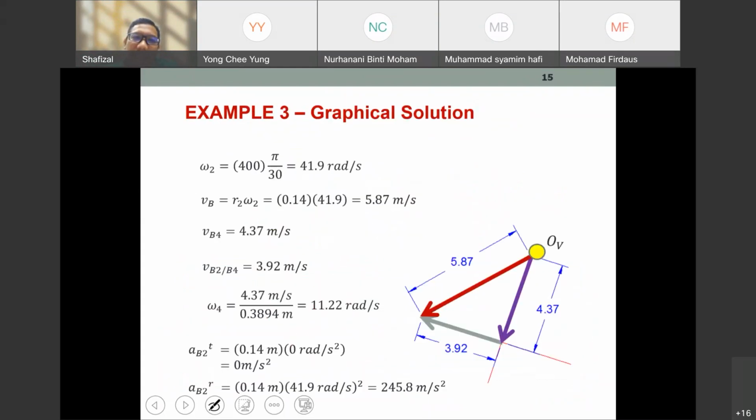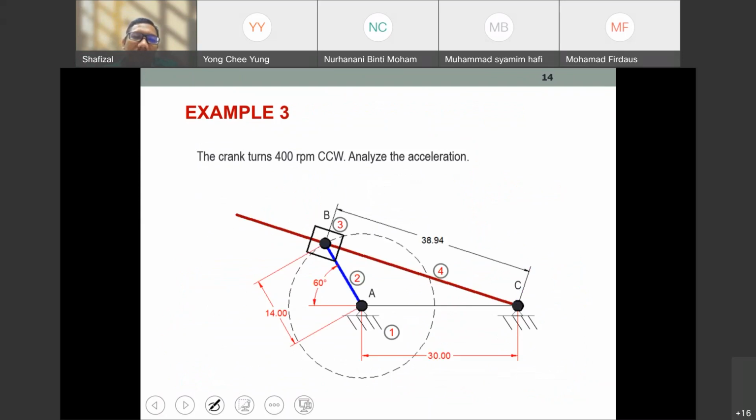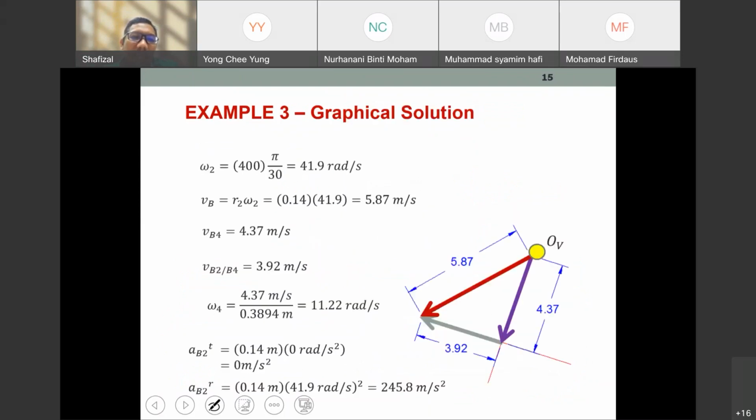So basically, this is the example. You can try this at home. Basically, if we use graphical solutions, you have to identify all these things in terms of the tangential as well as the radials.